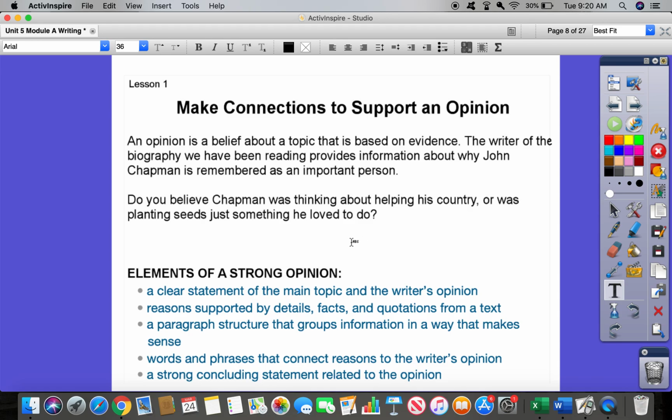So, elements of a strong opinion include the following: a clear statement of the main topic in the writer's opinion; reasons supported by details, facts, and quotations from a text; a paragraph structure that groups information in a way that makes sense; words and phrases that connect reasons to the writer's opinion; and finally, a strong concluding statement related to the opinion.